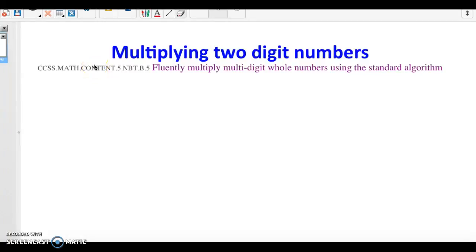All right, today we're going to be talking about multiplying two-digit numbers. The fifth grade Common Core standard requires that students fluently multiply multi-digit whole numbers using a standard algorithm. And this is the Common Core standard that I'll be using in this lesson. So first we're going to start with two-digit numbers.